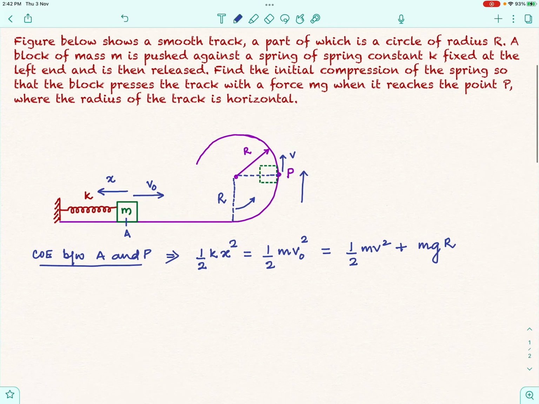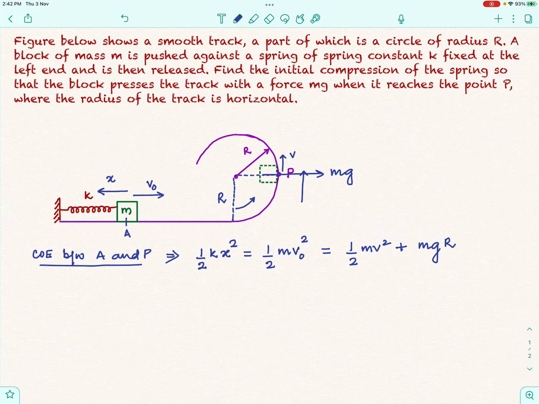Now, let us talk about the second aspect, which is that of the force with which the block presses the track at the point P. See that since the point P is such that it is at the same horizontal level as the center, here when the block presses the track, the force will be absolutely horizontal. It will be like this, right, which is told to be mg in the question.